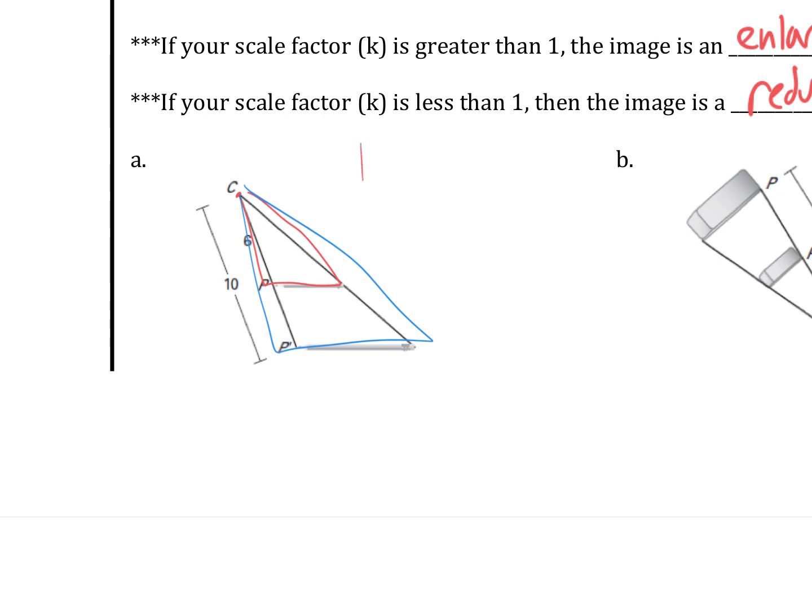So we have K equals the image, which is CP prime, because P prime is where we ended up, over CP, which is the original. What's CP prime going to be? The distance from C to P prime, after you do the dilation, is going to be 10. And the pre-image is where we started, which is 6. So 10 divided by 6, K equals 5/3. All right, is 5/3 bigger than 1 or less than 1? Well, if we divide 5 by 3, we get approximately 1.67, which is greater than 1.